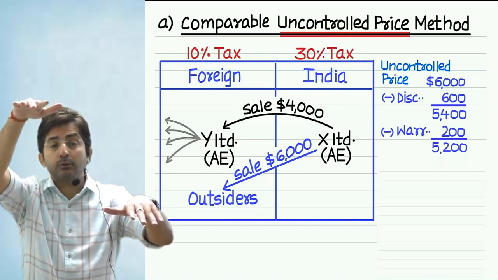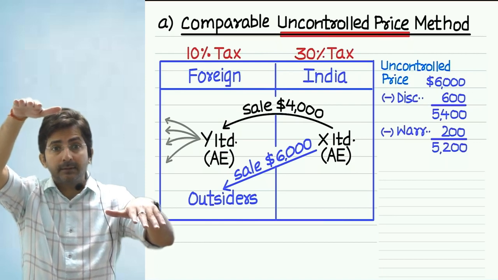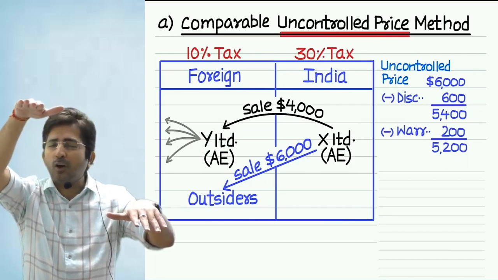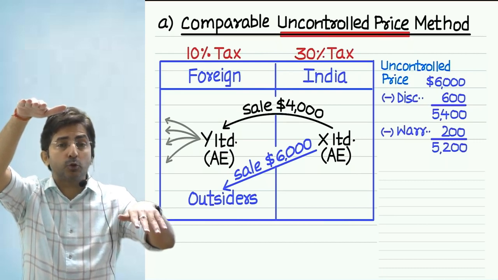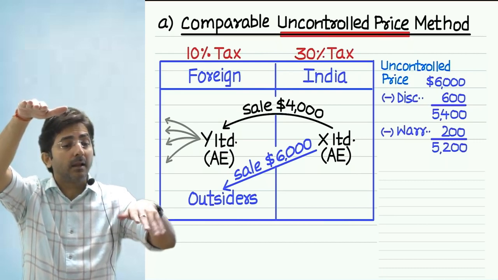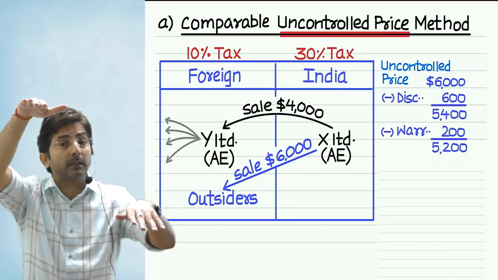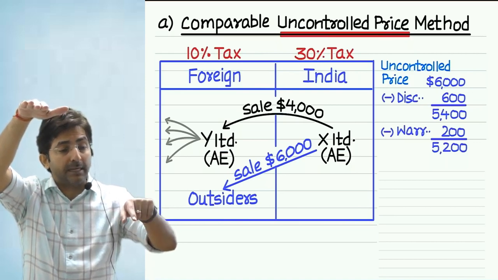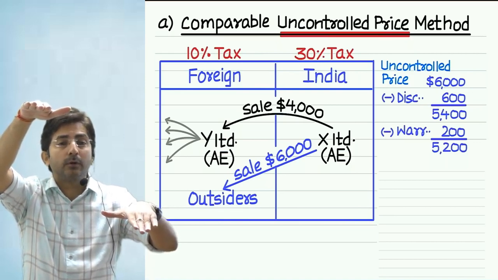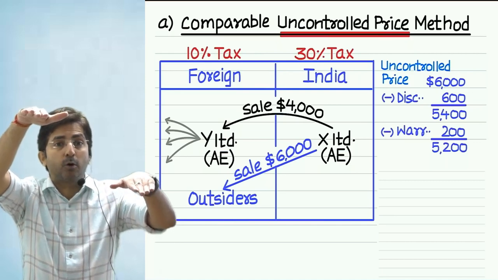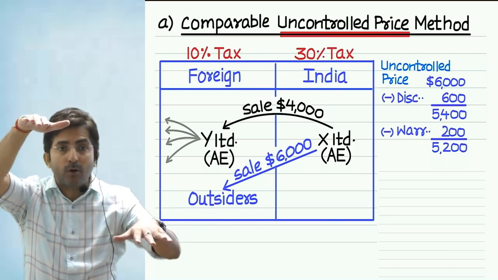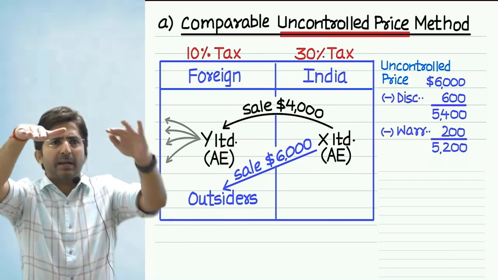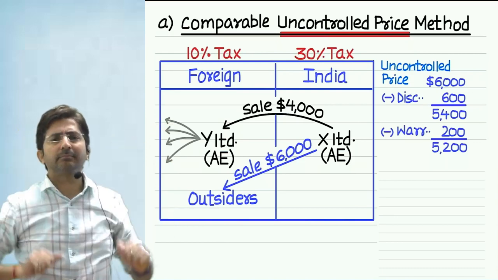What did I say? Should I touch this thing? See, the transaction with the AE should not be touched. Okay. So now the adjustment should be done to the uncontrolled price. What is the name of the method? Comparable uncontrolled. So I should touch this. So what should I do to bring par? Obviously I will have to add the amount of warranty. As I said, the outsiders' price does not have warranty. So add it so that it becomes at par.